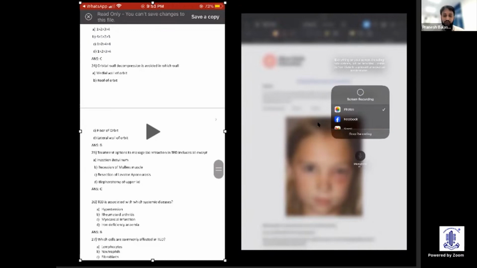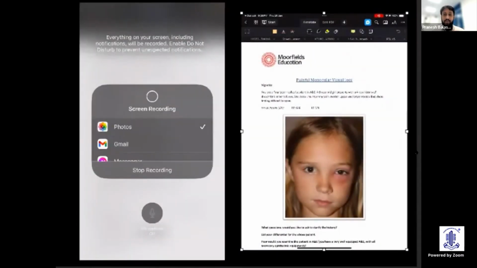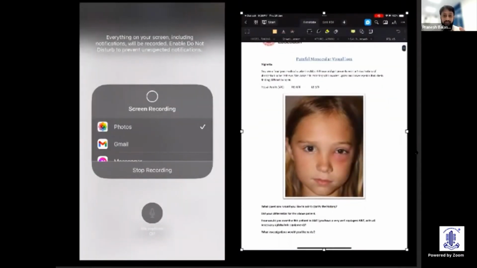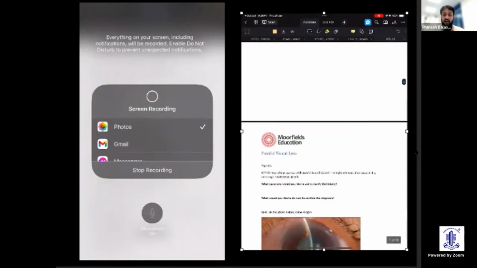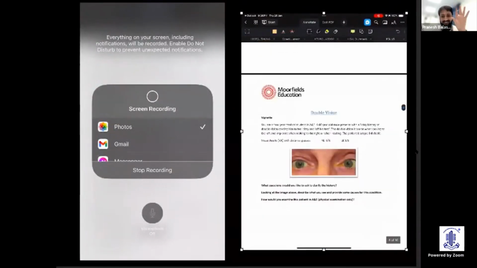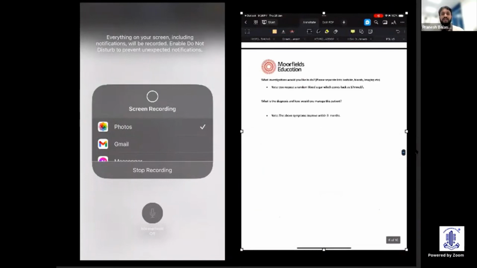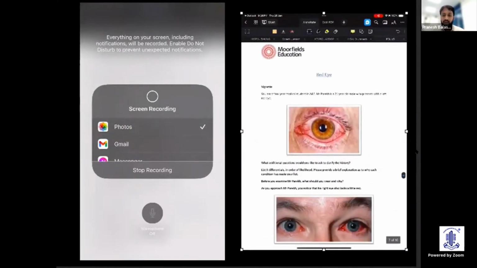At Movefields, what we do is we share these materials with our medical students, and they go through these materials before coming to the class. And by the end of this week, I'm going to use the same template to review and reflect on what they have learned through problem-based learning.